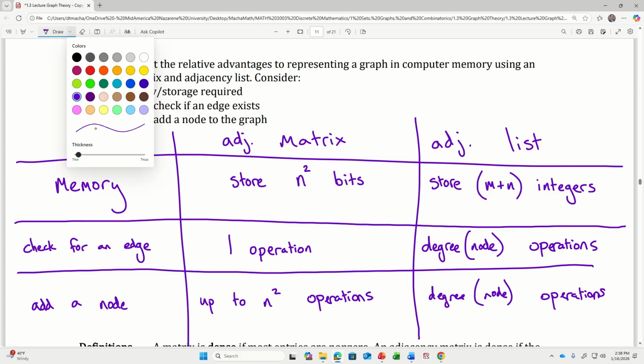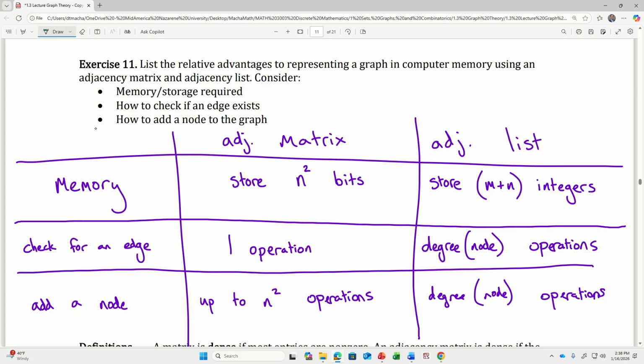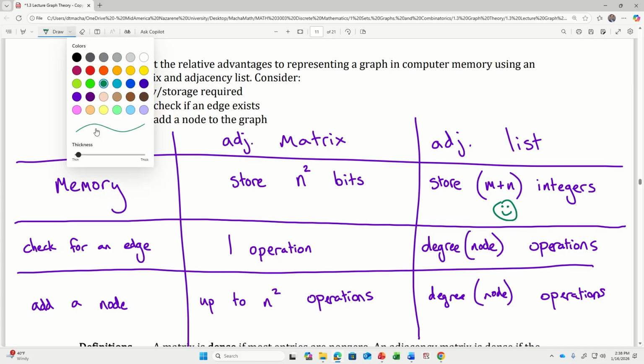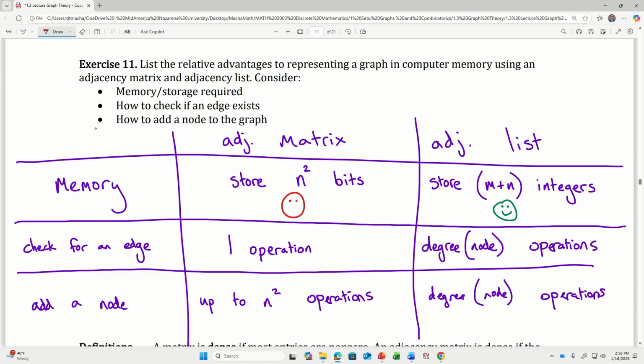So let me put smiley faces and frowny faces. This is a good thing. Because if I have 10 nodes and 10 edges, then 10 plus 10 is 20. But if I have 10 nodes, 10 squared is 100, right? So it's always worse to have an adjacency matrix in terms of memory storage. Maybe not so much at small numbers of nodes because bits are easier to store than integers. An integer might take like 16 bits to store; I don't know how many, it depends on how big of an integer we want to store.